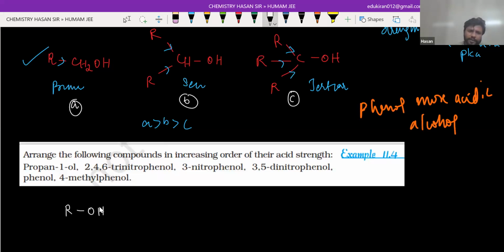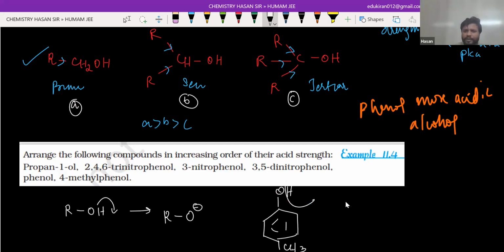Let's say this is your alcohol, ROH. When H goes, it will be RO negative. Now if you have a phenol, a simple phenol, with OH and let's say CH3 there. After giving H plus, it will become O negative with CH3. Now, what will happen? Very simple. This is your acid, this is your conjugate base.